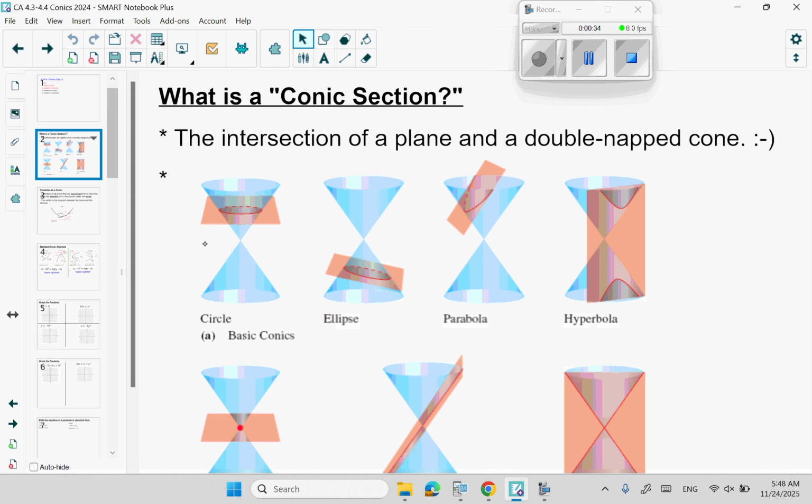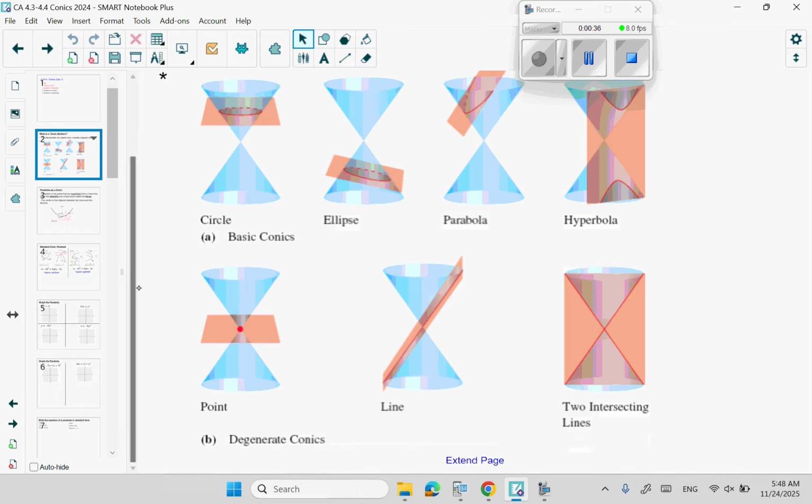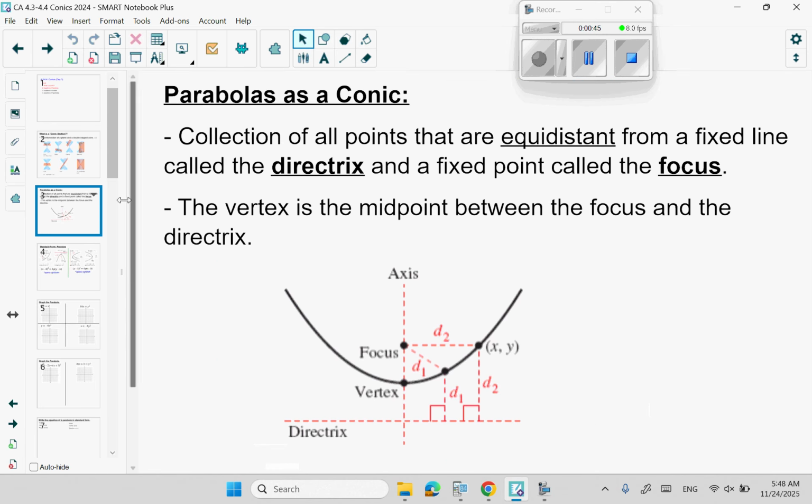These are going to be the four main ones we're going to work with because a point, a line, and two intersecting lines are things we should already be familiar with. So parabola, a lot of stuff we've already talked about in previous lectures. For example, we have the vertex where the parabola starts and our axis of symmetry we're probably used to. So we're really just adding two things here. One, the focus, and two, the directrix.